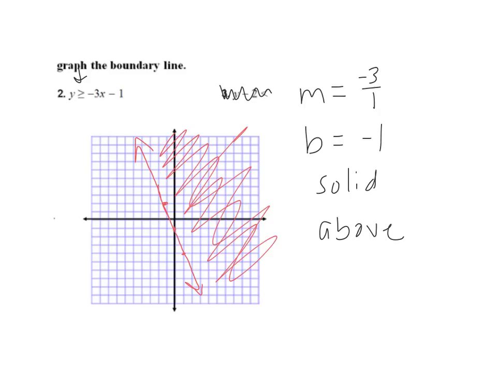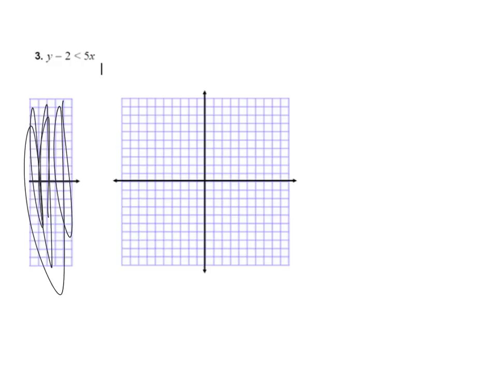And you should always make sure to first plot this point, and then from this point you use your slope. For this problem, I have to first get my y by itself, so I'm going to add 2 to both sides of the equation. So my new inequality is going to be y is less than 5x plus 2.